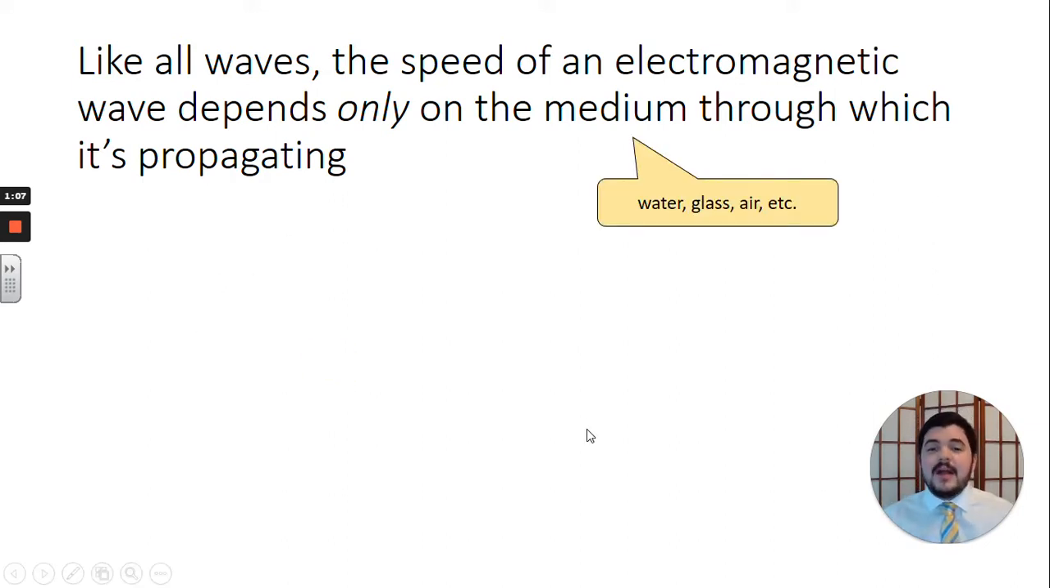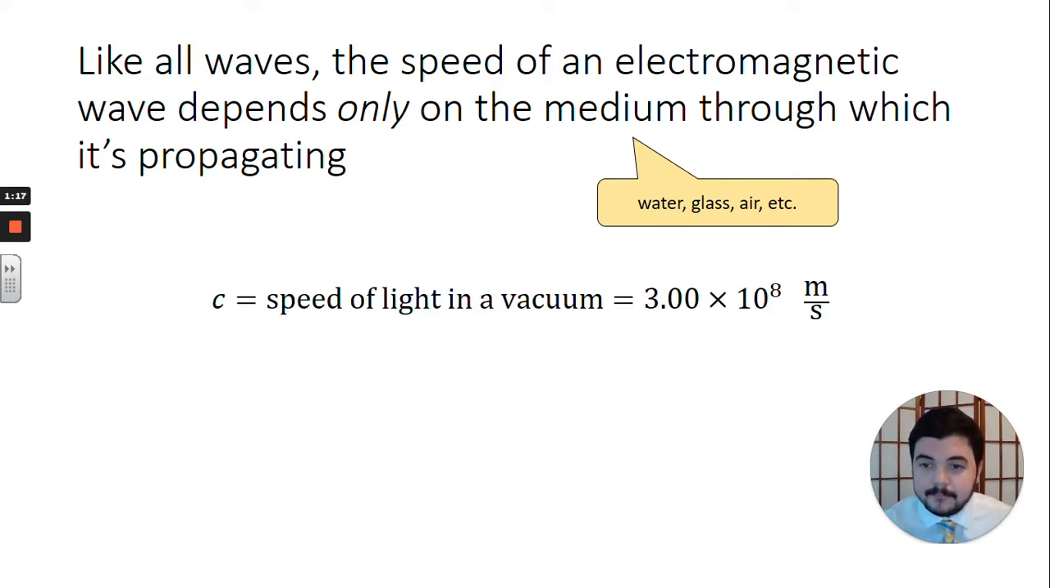And by medium, I mean for light, if our light waves are passing through water or glass or air, those are the types of mediums we'll think of when light is traveling through them. So a reminder that c is the speed of light in a vacuum. That is, in the absence of any matter, light can propagate at 300 million meters per second.